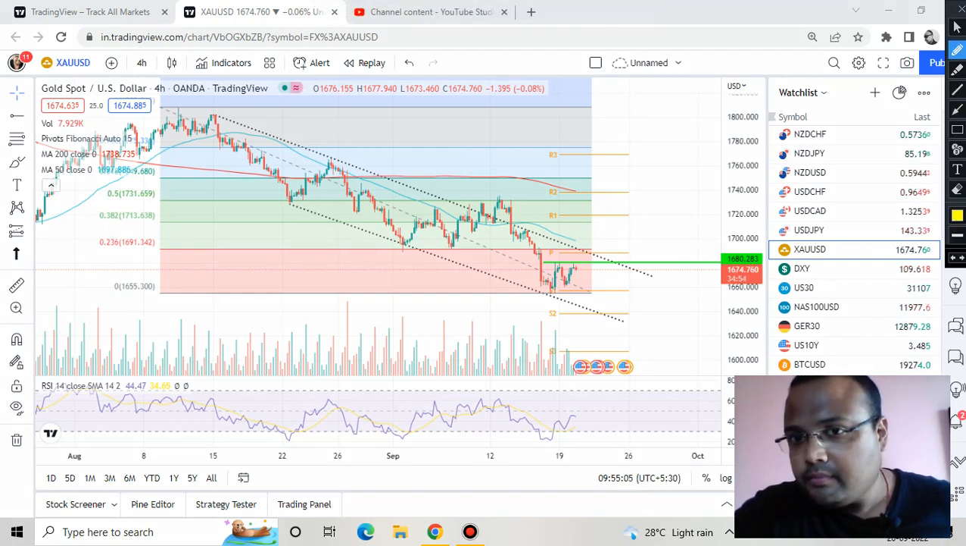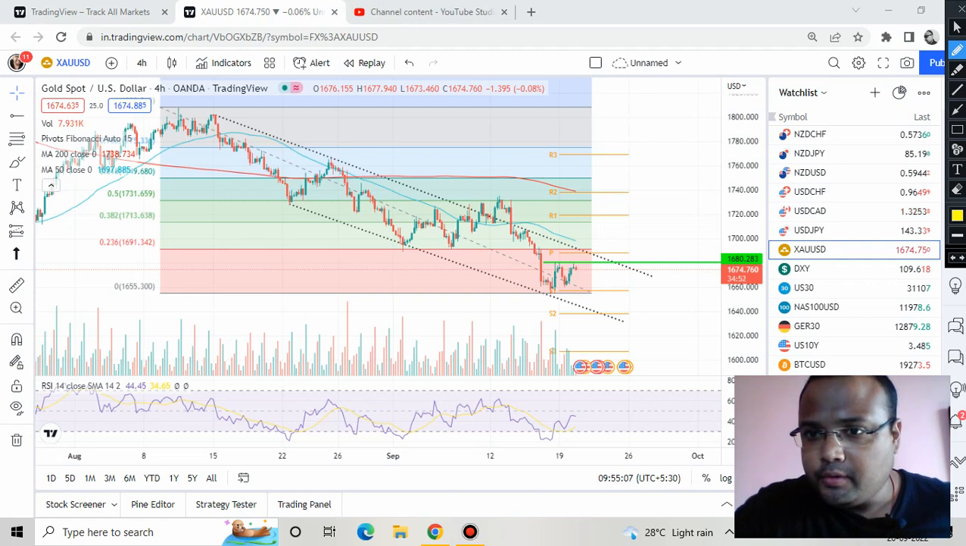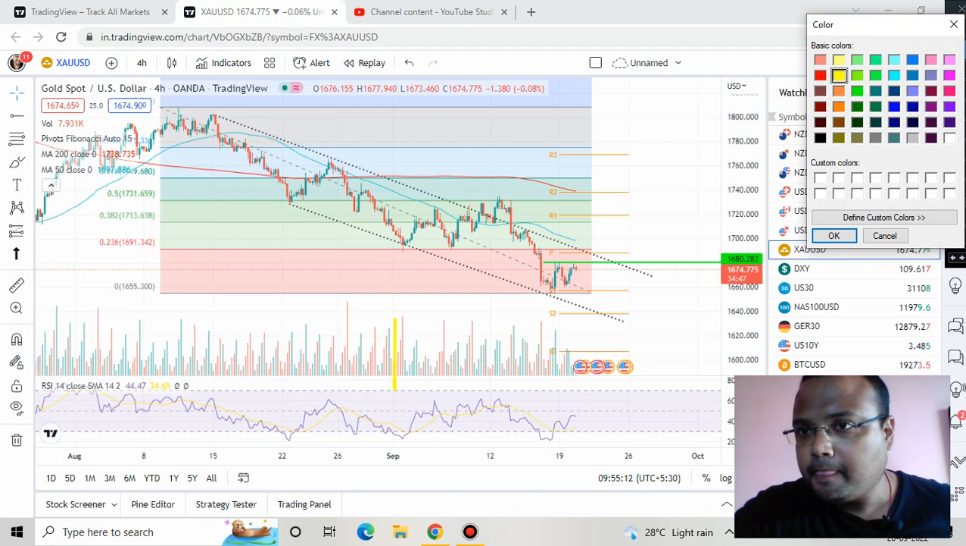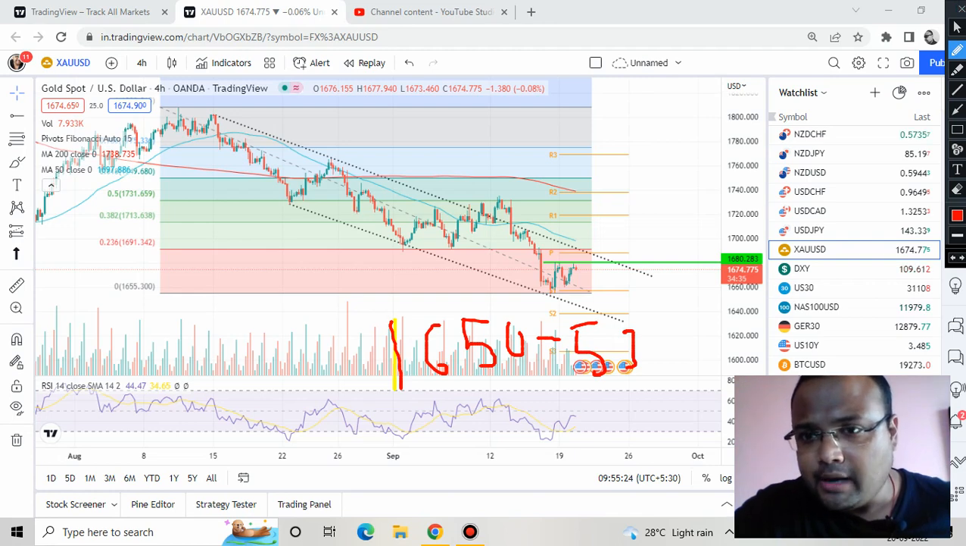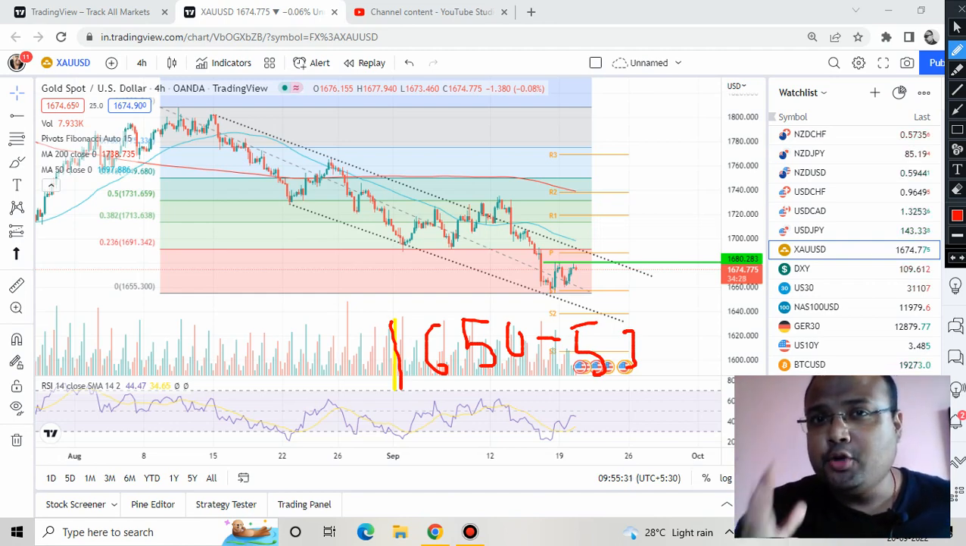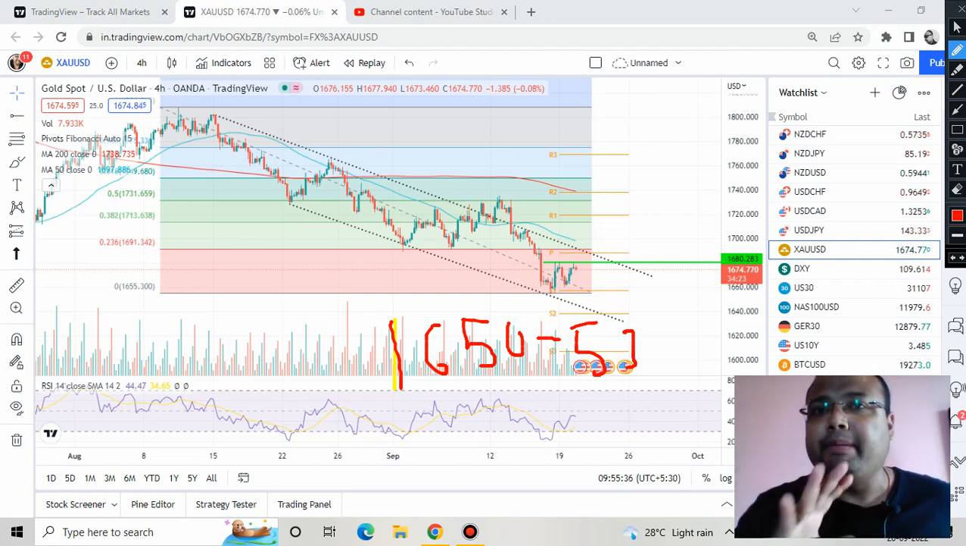So if gold comes down to the support level of 1650 to 53, we can expect the market to bounce. If we see the market reversing or bouncing from the 1650 to 53 level, you can go for a buy. Again, I'll say do not expect a trend reversal right now. This can be a small bounce of 30, 40, 50 pips max. You should book your profit if the market bounces.